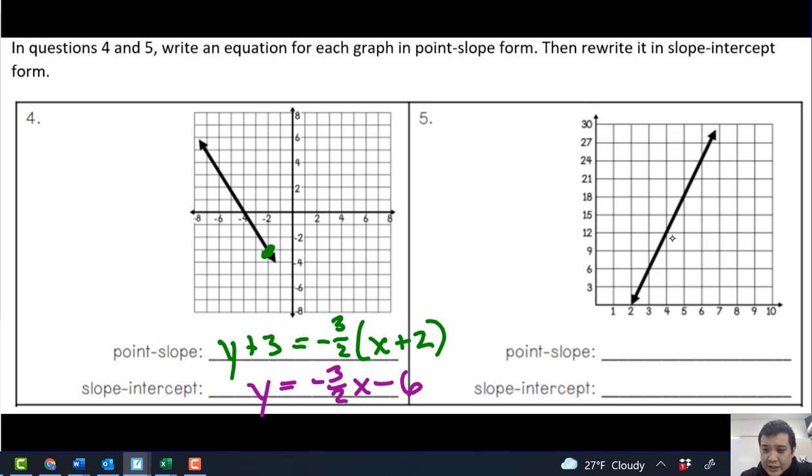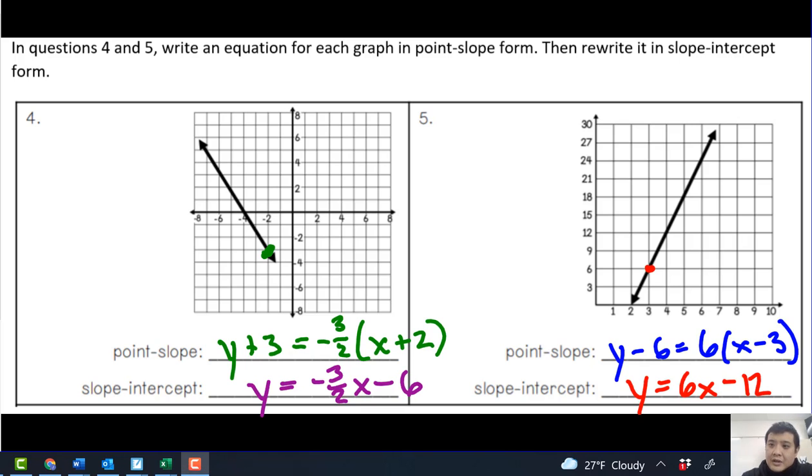On number 5, go ahead and use, let's do this point right here to create your point slope. What you should have found is that using that point that we got was y minus 6 equals 6x minus 3. And if we were to distribute and move this minus 6 to the other side, we get 6x minus 12.